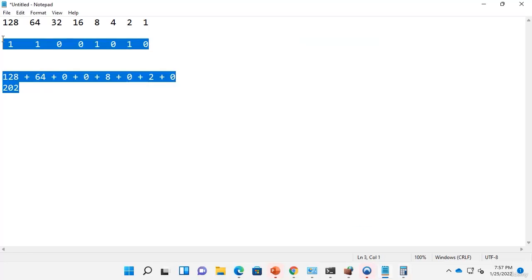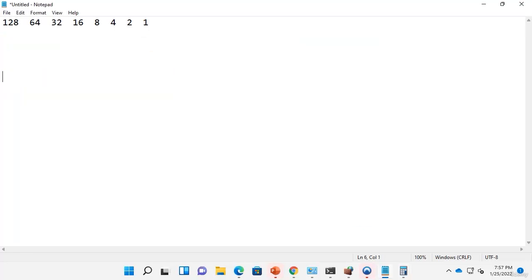If we were to go the other way, let's say we have the number 192, then we're going to start from the left, and we're just going to say, can we take 128 out of 192 and still get a positive number? Can you subtract 128 from 192 and still get a positive number? And the answer is yes. So then you would put a 1 there, subtract 128, and now I have 64. Obviously 64, then that's a 1.